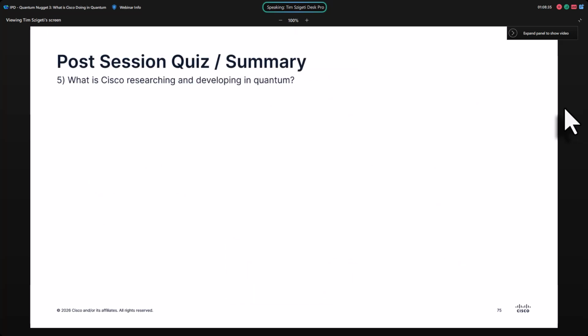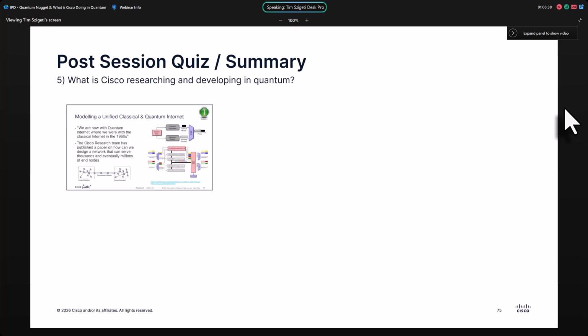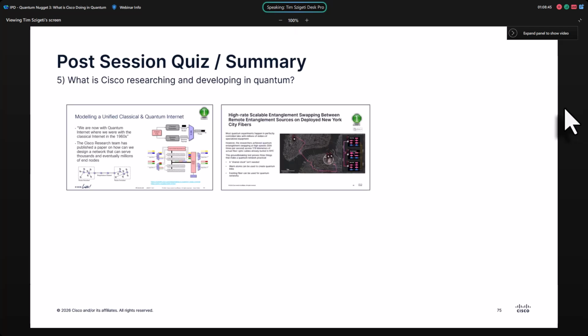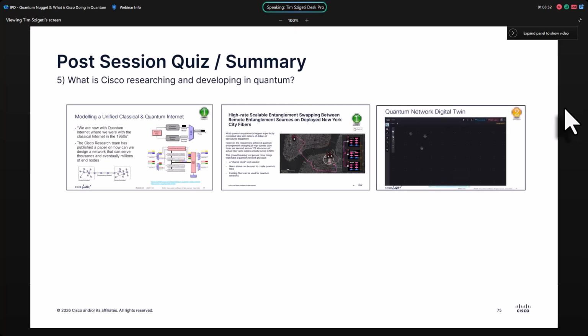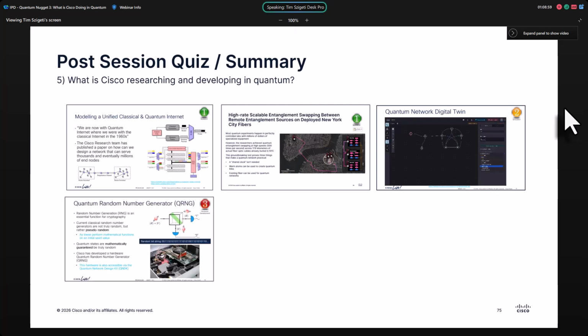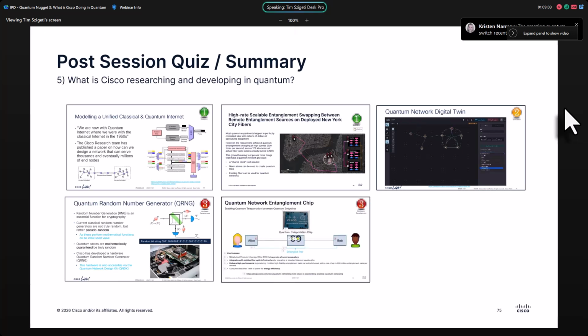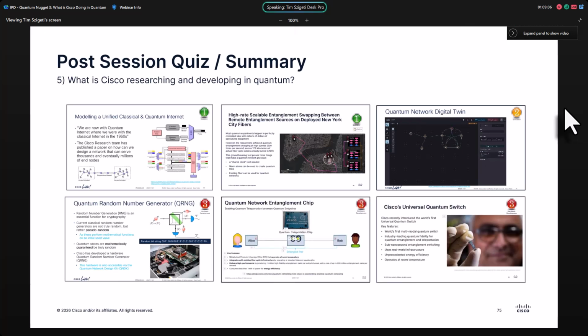What's Cisco researching and developing in quantum? Here's my last slide. Basically, we're doing a lot of pioneering research. We modeled the quantum internet. We're proving that it's practically realizable. This test is just a couple months old. And we're building software for simulations, emulations, digital twins. We're building hardware like our quantum random number generator, our entanglement chip, and also our universal quantum switch. Again, hot off the press, just a few weeks old.